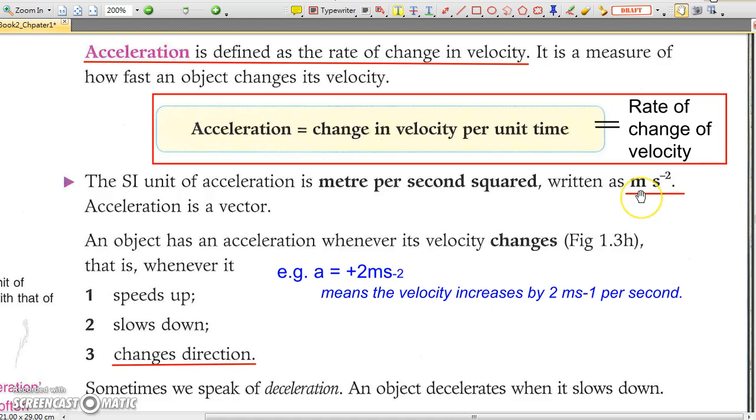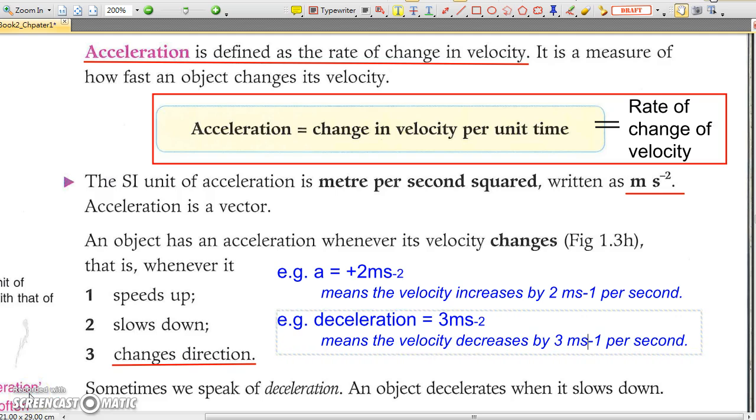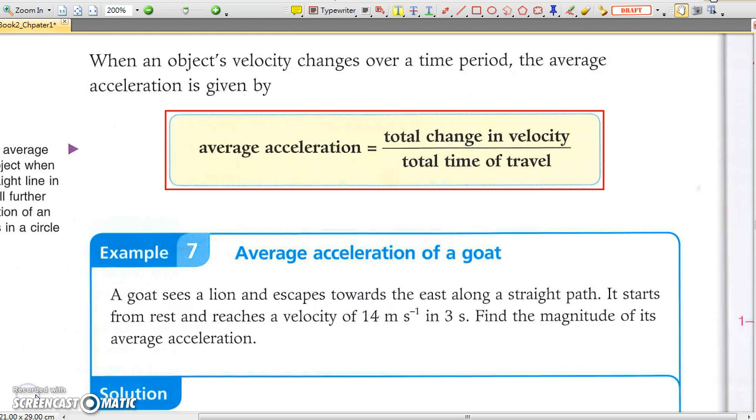The unit of acceleration looks strange, meter per second squared. So what does that mean? For example, an acceleration of positive 2 meters per second squared means the velocity increases by 2 meters per second every second. On the other hand, a deceleration of 3 meters per second squared means the velocity decreases by 3 meters per second every second. Example 7 on the next page shows you how you may calculate the acceleration when the change in velocity in the time interval is given.